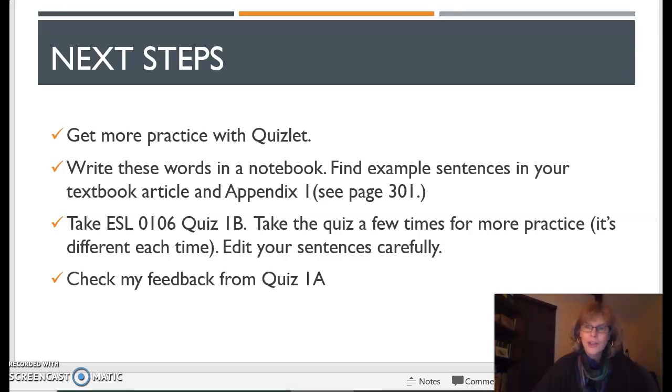It's a good idea to check the feedback that I gave you on the first quiz you took, quiz 1A. That feedback will help you see where you're losing points and where you need to be more careful.